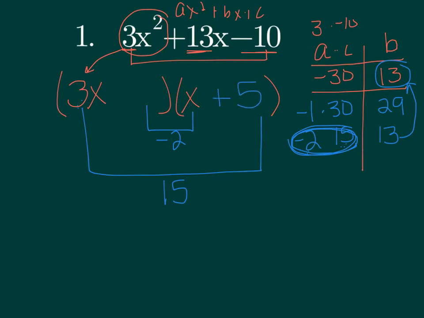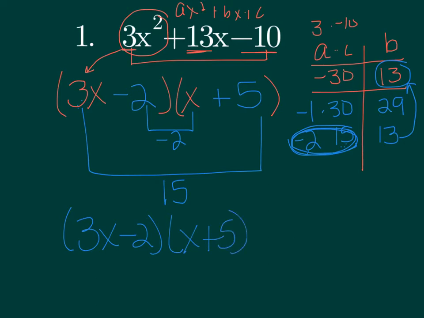Now the middle one's going to be easy, because this is always going to be a 1 for us. So whatever this is just going to go in that spot. So that would be a negative 2. So my answer, just so it's a little easier to see, is 3x minus 2, x plus 5.